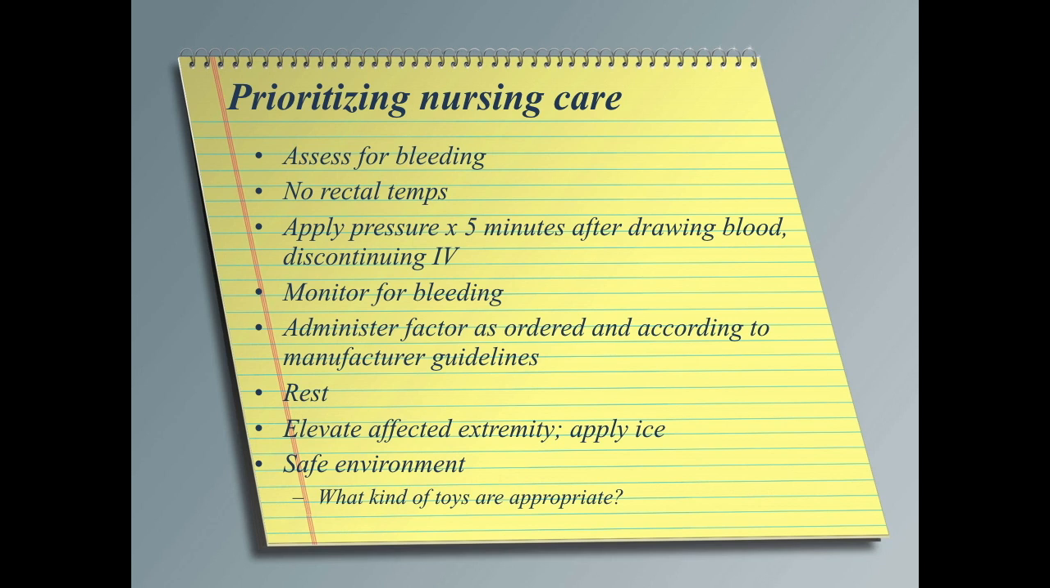We'll give them rest, and if they have a hemarthrosis, you want to elevate that extremity, and we will do some ice therapy. Provide a safe environment for this child, so no running down the halls to the playroom. And think about what kind of toys are appropriate or inappropriate for a child with the potential to bleed.